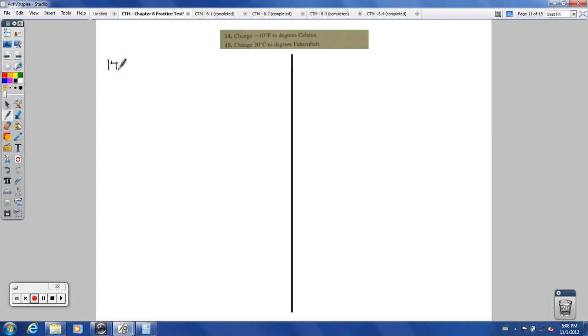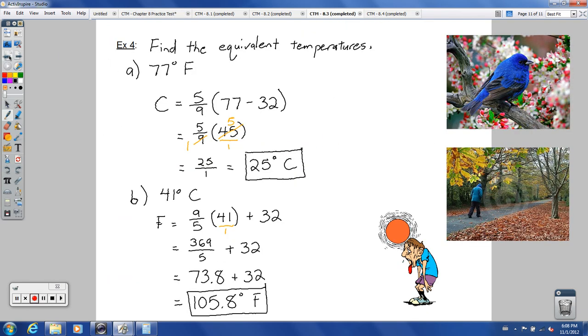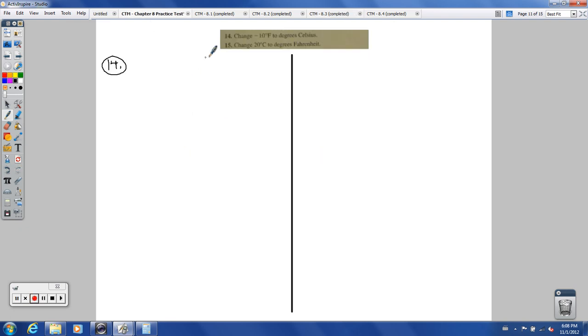14, changing -10 degrees Fahrenheit to degrees Celsius. So this was coming from 8.3. We had those formulas. Here we are. So we're going to use these formulas right here. So from Celsius to Fahrenheit, we plug it into this one. And so let's use the 9/5 C plus 32, converting Fahrenheit to Celsius. So F is 9/5 C plus 32.